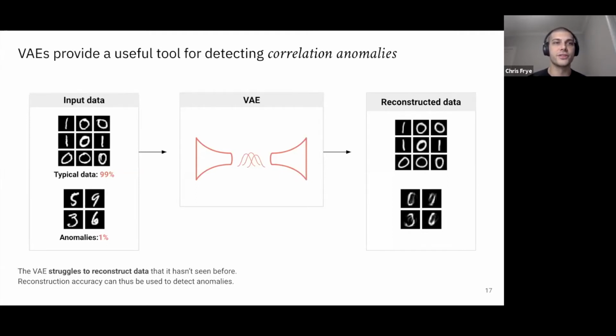That means that the reconstruction accuracy can actually be used to detect anomalies. When reconstruction accuracy is high for the ones and zeros, that's an indication that this data point is not anomalous. Whereas when reconstruction accuracy is low, like for the rest of the digits, that's an indication that this is an anomaly. So this shows one way that the VAE could be useful for anomaly detection.